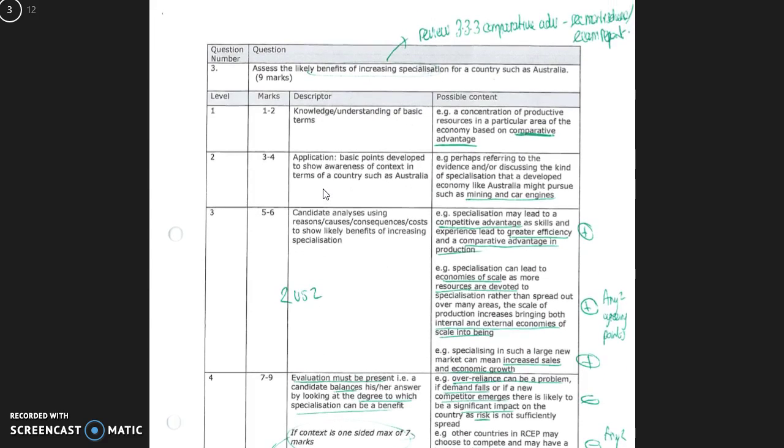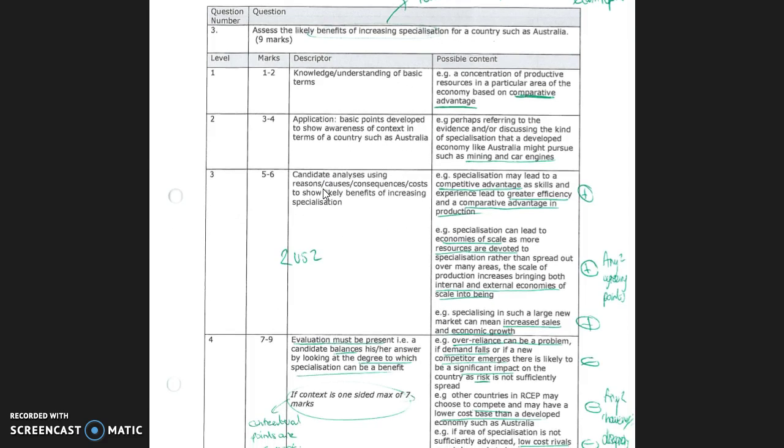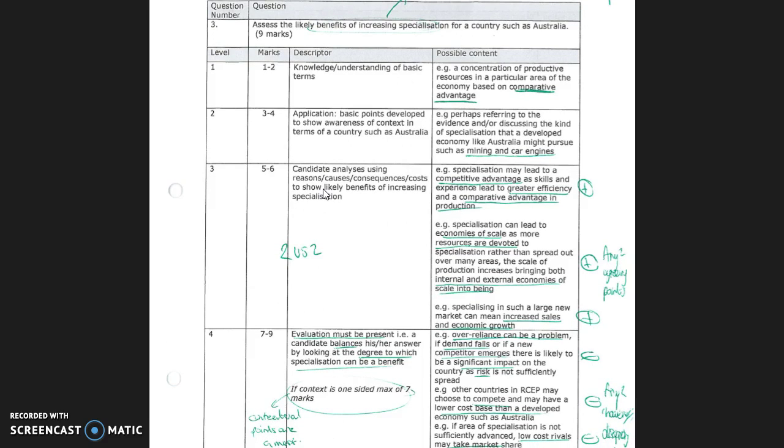Question 3, assess the benefits of increasing specialization for a country such as Australia. This one was quite poorly done, really. Specialization, you should have realized that's 3.3.3, comparative advantage. It's on a country-to-country level. That's what it's all about. So 2 benefits of Australia specializing in the automotive industry is what they talked about, or their mining industry in the case study. And developing those points in regards to efficiency, economies of scale, better GDP, economic growth.